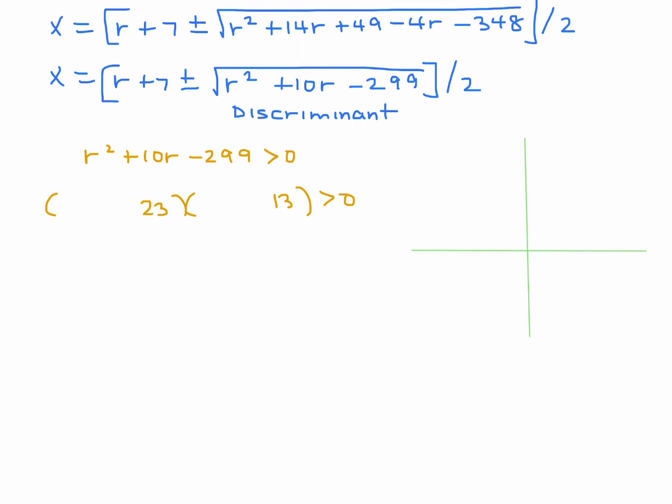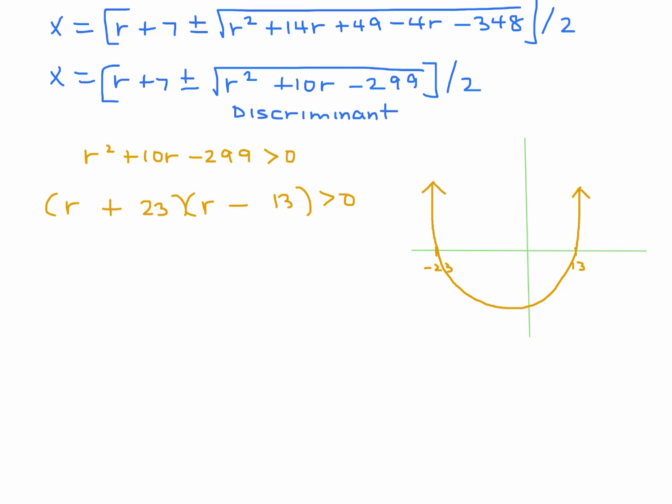23, 13, R, and in terms of the signs, plus for 23 and minus for 13. Okay, so let's just do a basic sketch. So that means when R is 13 and negative 23, those are the roots. And because this is a positive coefficient, it's going to open upwards. So basically the graph is something like this.